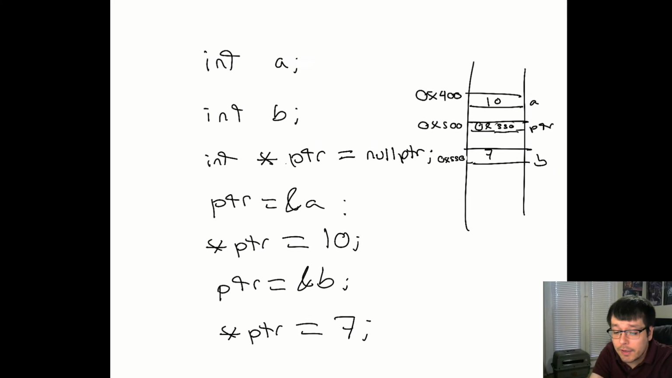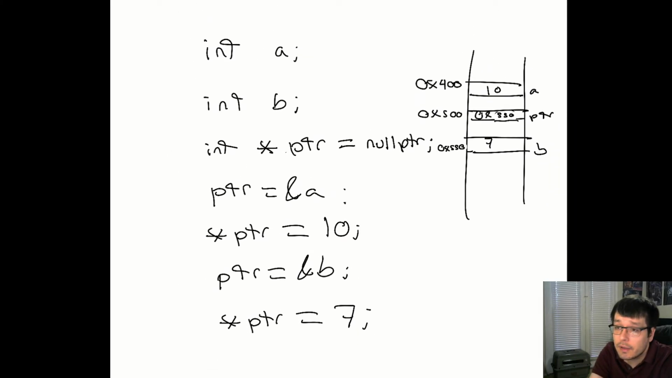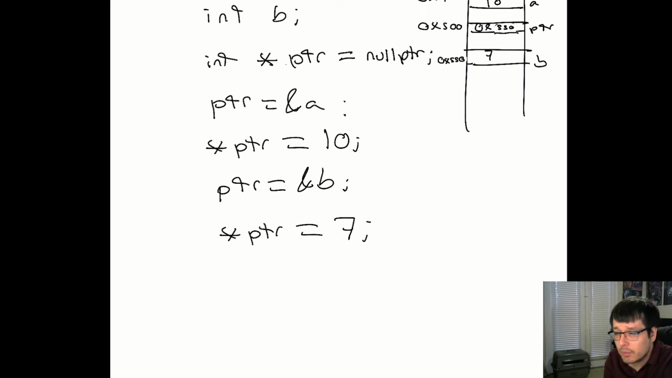And see, nowhere did I actually modify A or B directly. I'm using indirection. That's why the dereference operator is also known as the indirection operator. Okay? Yeah, I think we can move on from that. We'll see more examples when we code.